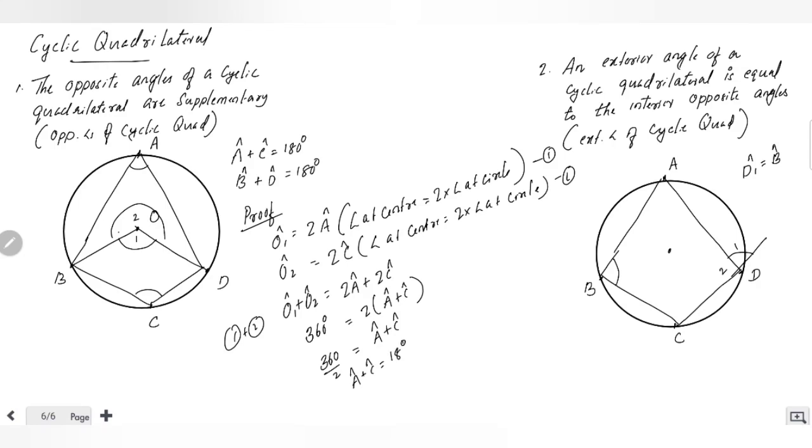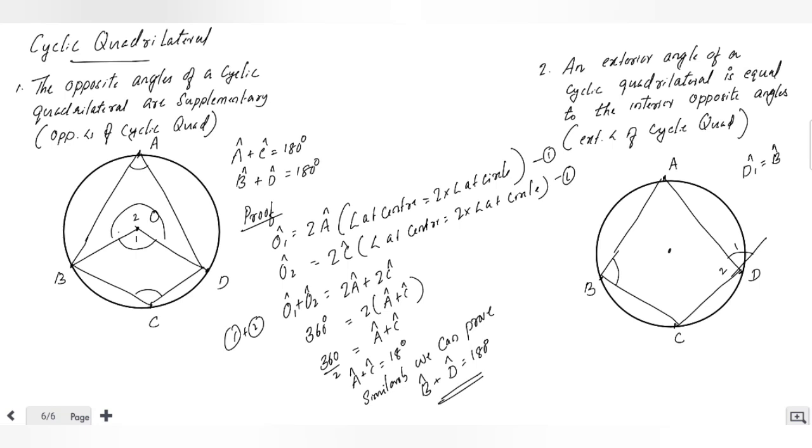Similarly, from A and C, if you join to O, we can prove that angle B plus angle D is equal to 180 degrees using the same idea. So we can just write it here. Similarly, we can prove angle B plus angle D also equals 180 degrees. So this is how we prove that. So cyclic quad means opposite angles are supplementary, isn't it? All right. So we can see that.